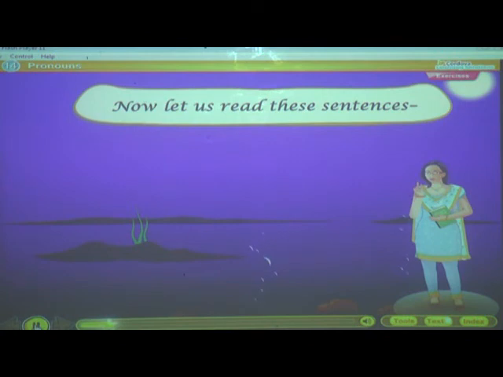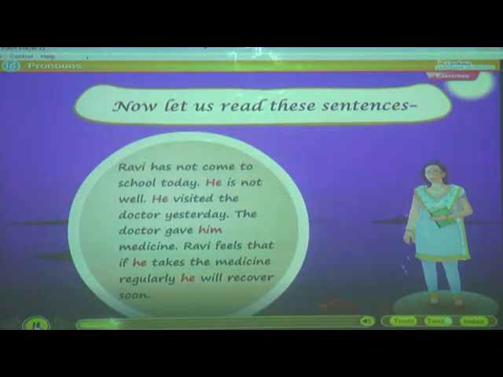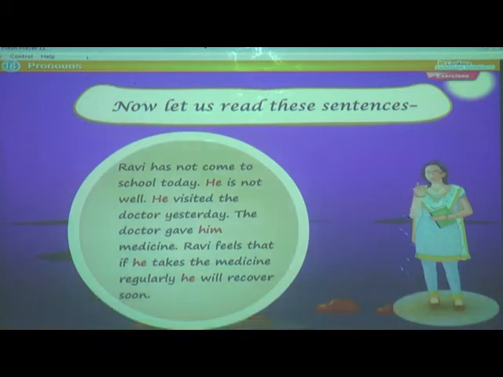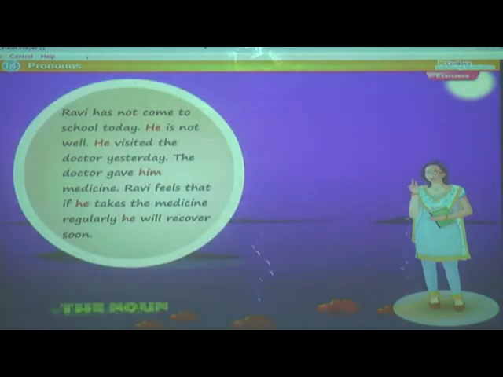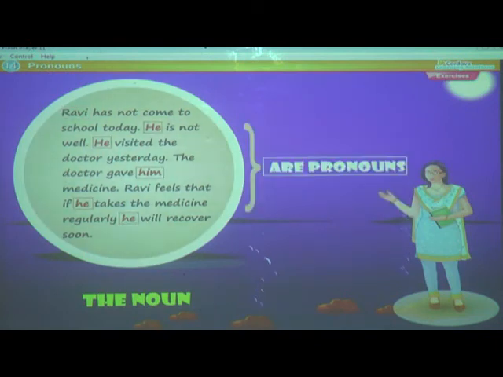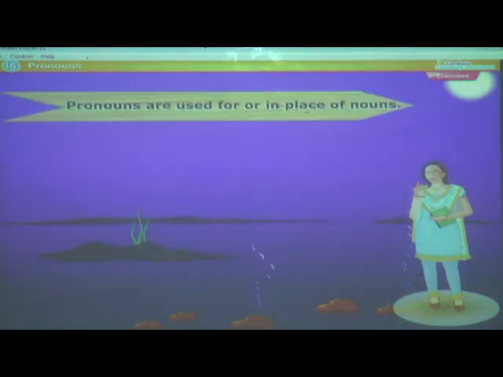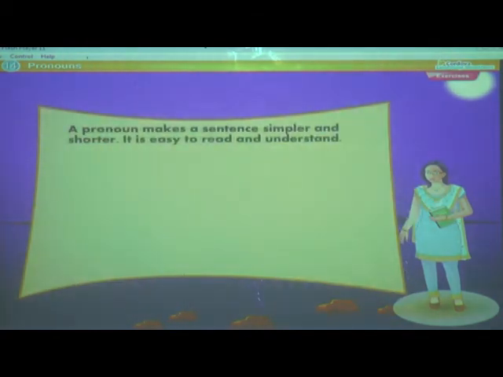Now let us read these sentences. Ravi has not come to school today. He is not well. He visited the doctor yesterday. The doctor gave him medicine. Ravi feels that if he takes the medicine regularly, he will recover soon. The noun Ravi has been replaced by he and him. He and him are pronouns. Pronouns are used for or in place of nouns. A pronoun makes a sentence simpler and shorter. It is easy to read and understand.